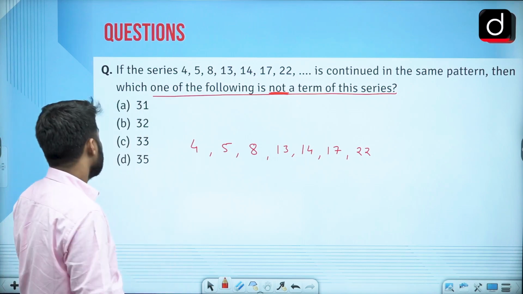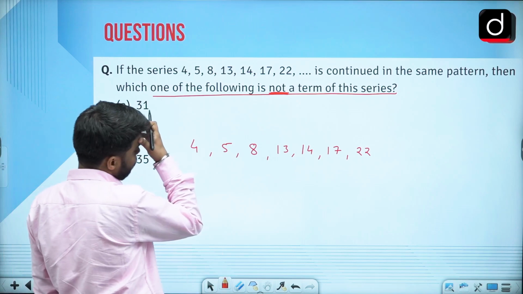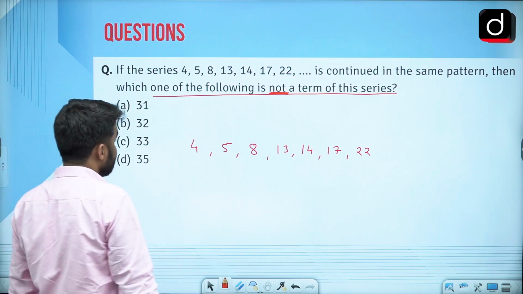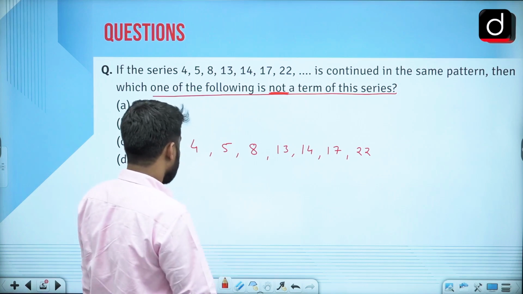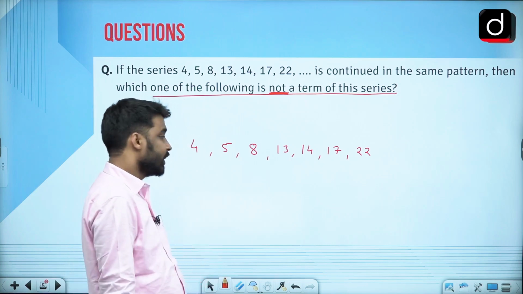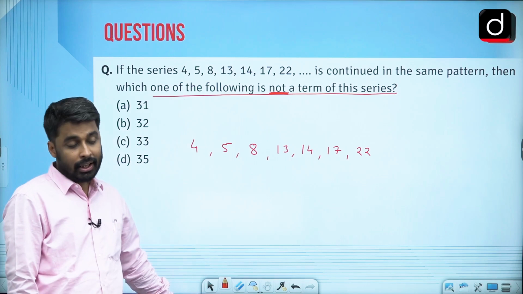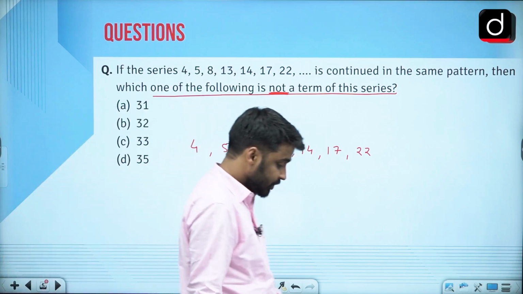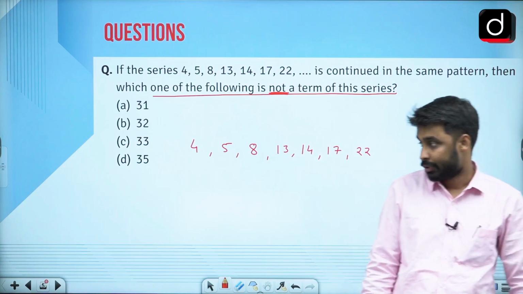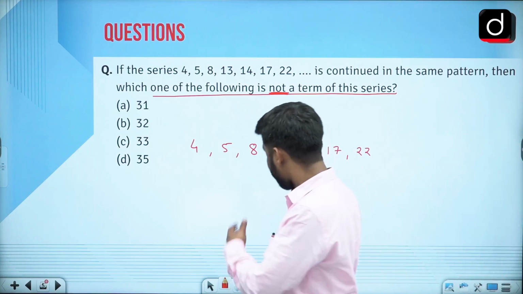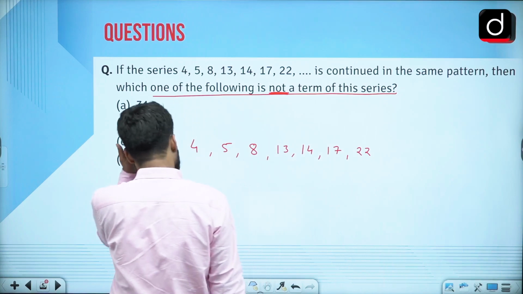I guess by now you must have solved this. Now see the series 4, 5, 8, 13, 14, 17, 22. As I move from left to right, I can see that my numbers are increasing. When I taught you number series, I taught you that number series are of 6 types, and this particular question can be from one of those 6 types.